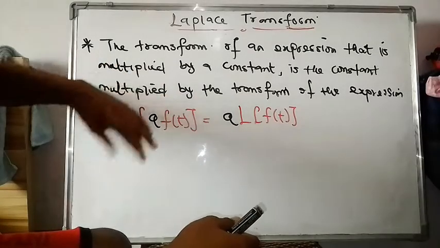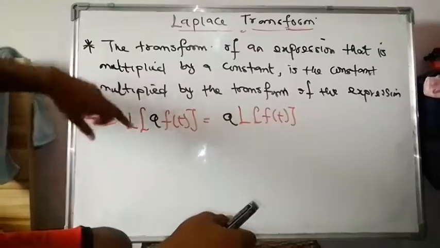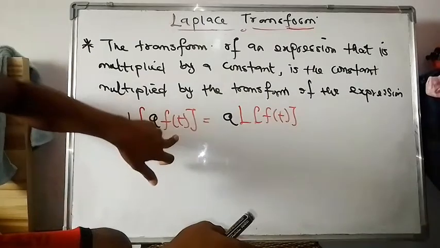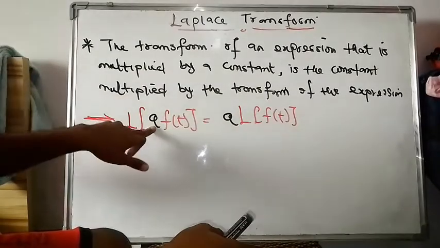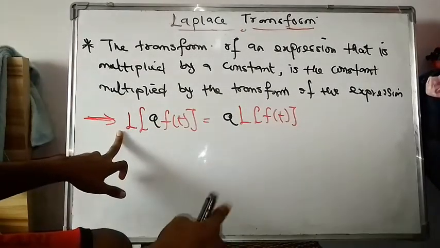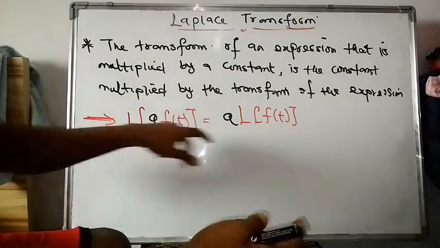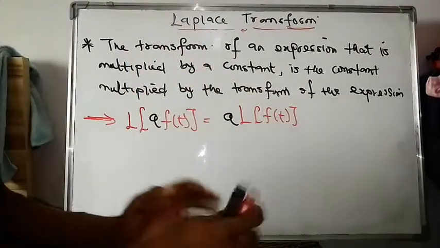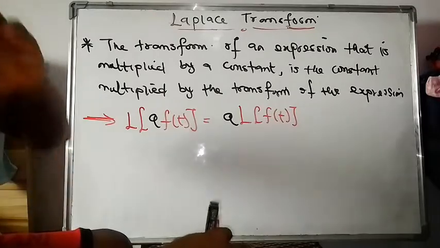So now the same thing applies for Laplace transform. This is a constant times the function of t, right? So we're basically going to be taking out this constant to the front of the Laplace symbol, then solving our Laplace function.